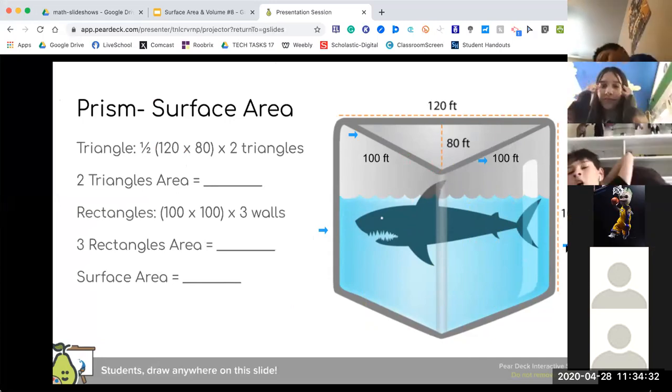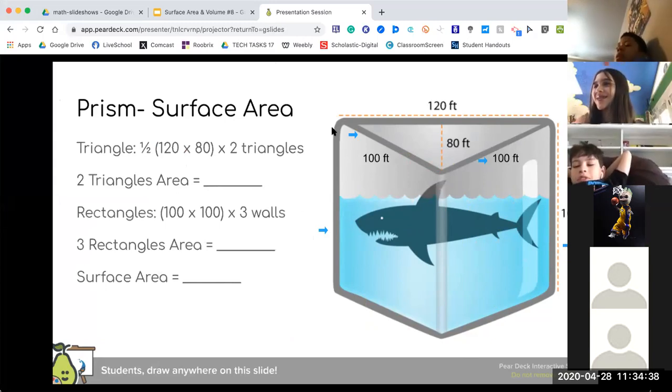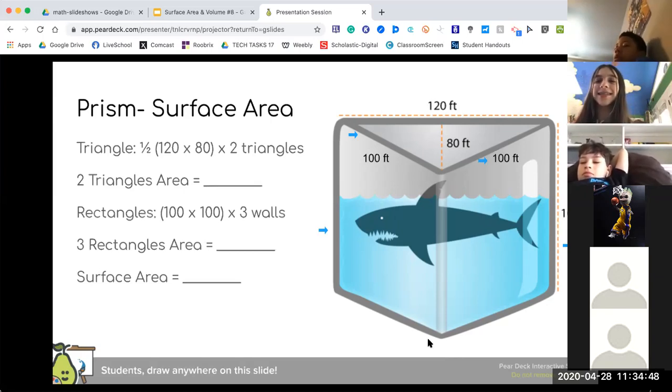So, of course, these aren't drawn to scale. It really wouldn't be a literal 100 for the simple fact that it looks like a rectangle, not a square, but we're going to pretend it is. Okay, so on the screen, you can just fill in the blanks. Again, I've stepped you through the process.